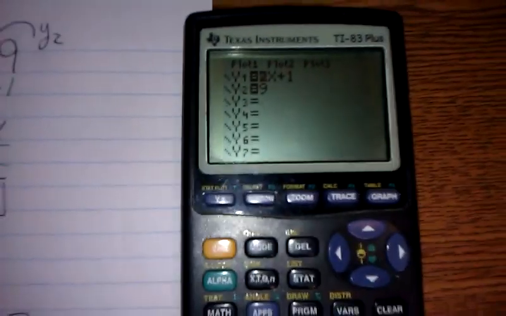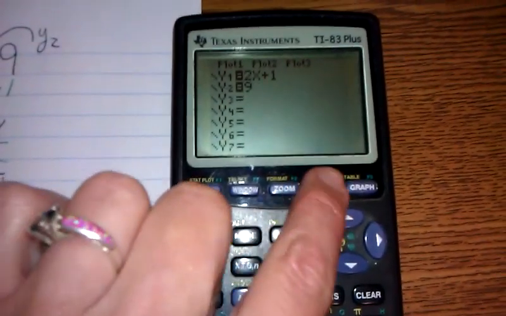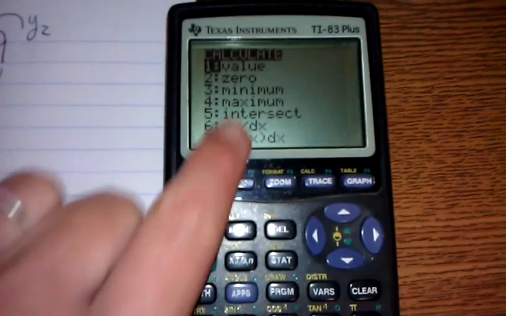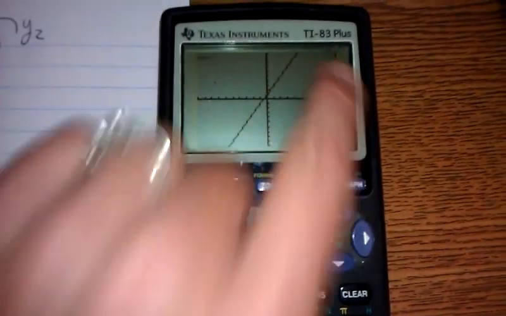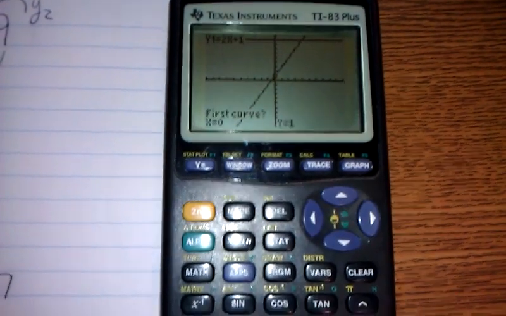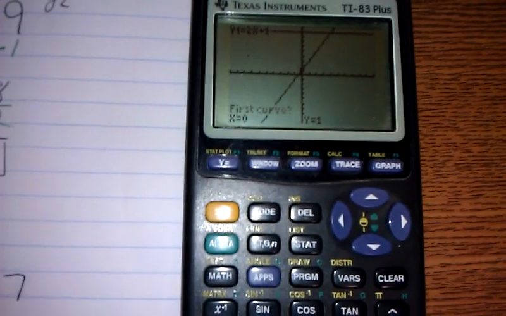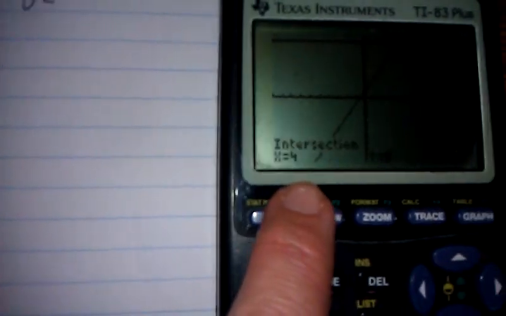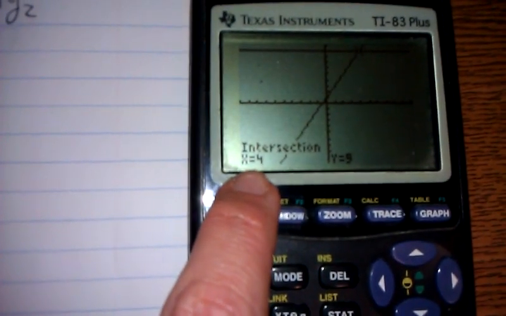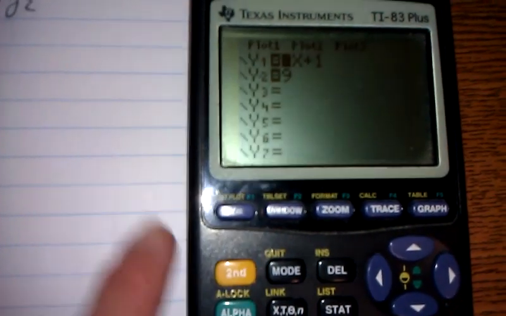Another way I can do this, if I put it into y1 and y2, now I can go second, trace. See how it says 5 for intersect? Press 5. I'm going to let it finish working. And I'll press enter 3 times. 1, 2, 3. There is my intersection. 4, 9. It means my x number is 4. It means I got it correct.